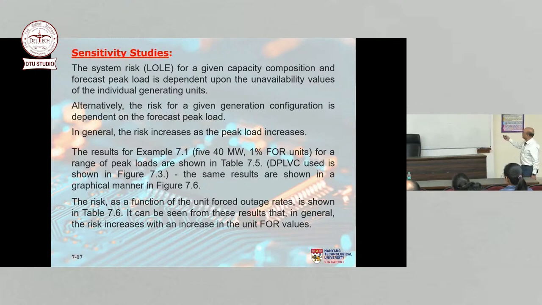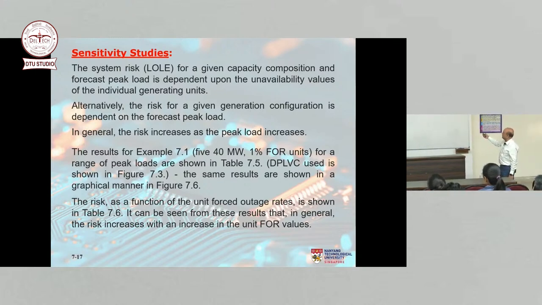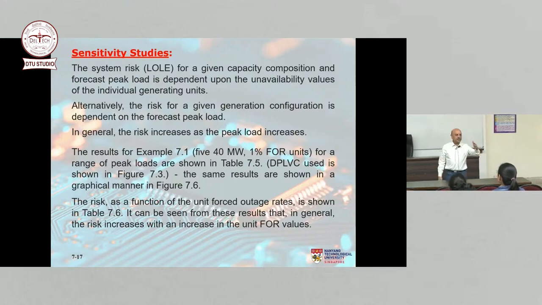So the system risk for a given capacity composition is dependent upon the unavailability values of the generators. How? We'll see shortly. Alternatively, I can also argue that the risk is dependent on the peak load, isn't it? Just now in the example, we saw that the peak load was 160 and the installed capacity was 200, right? So if I change the peak load, do you think that the risk will remain the same? Generally, you would expect that if the peak load increases, the risk will also increase.